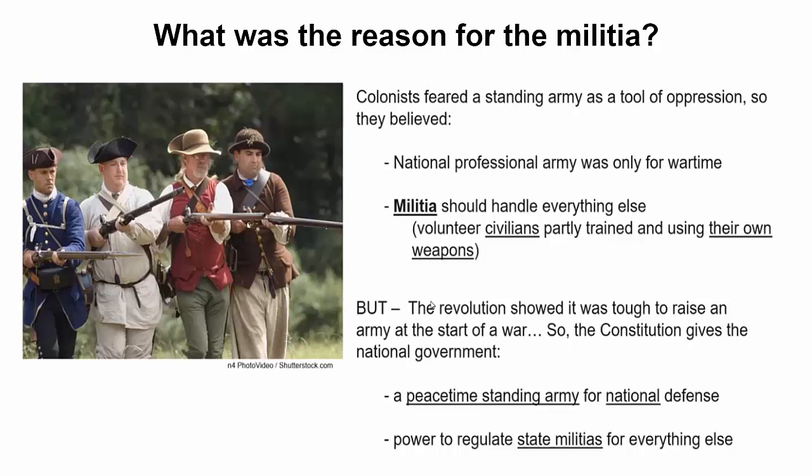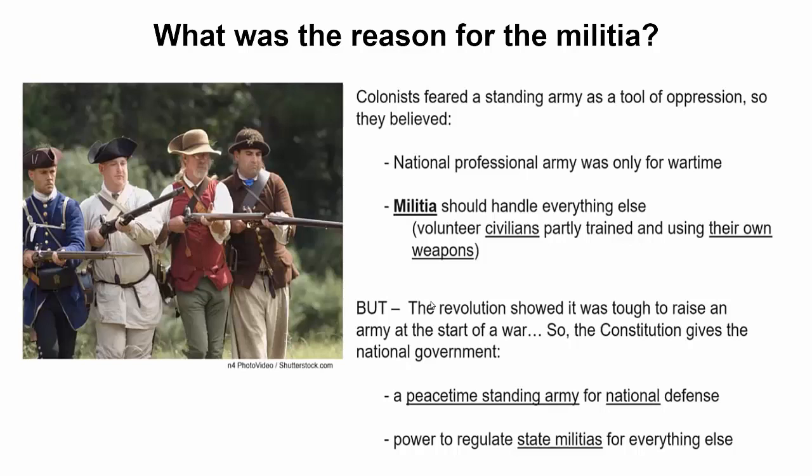And the militia was really just volunteer civilian citizens who were only partly trained. And they brought their own weapons. They didn't really have any organized uniform or anything like that. But of course, the Revolutionary War showed it was really tough to raise an army at the start of a war. So when the Constitution was written, the framers gave the government, the national government, the ability to have a permanent peacetime standing army for national defense.